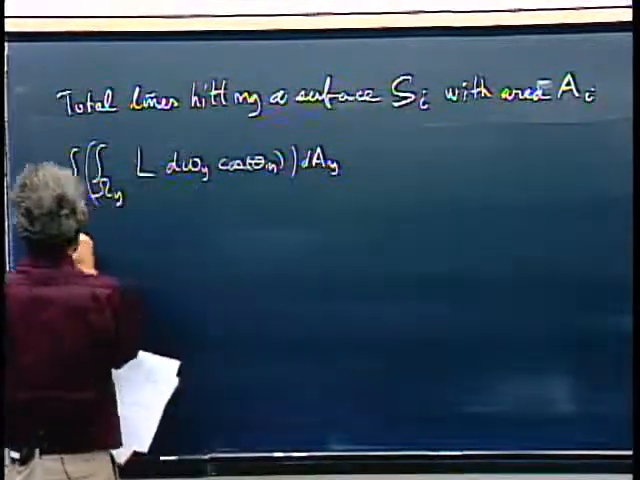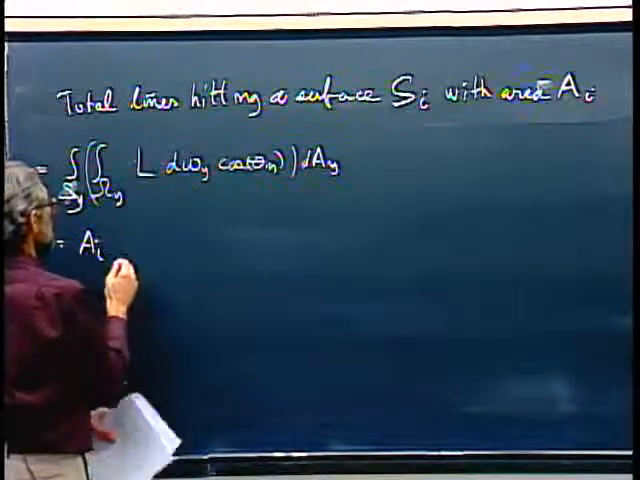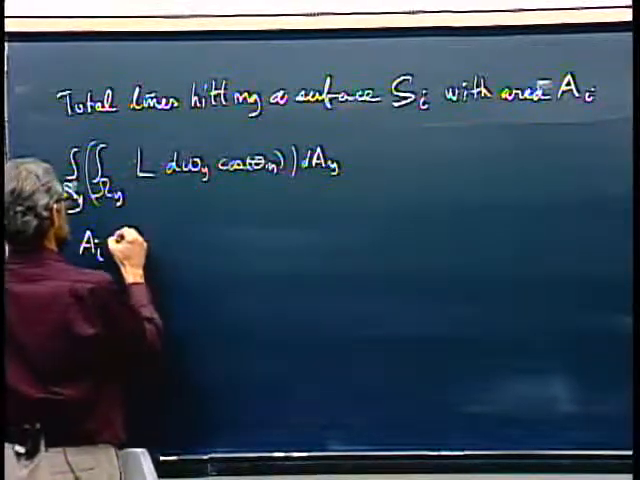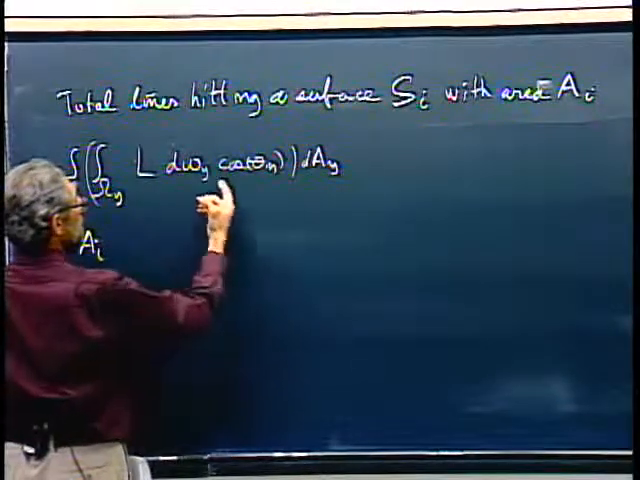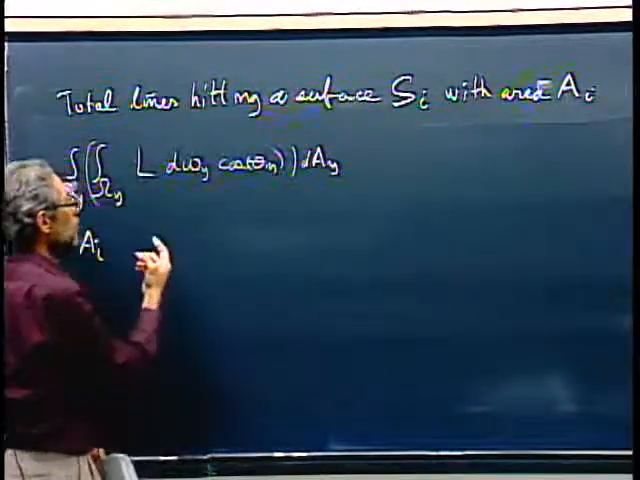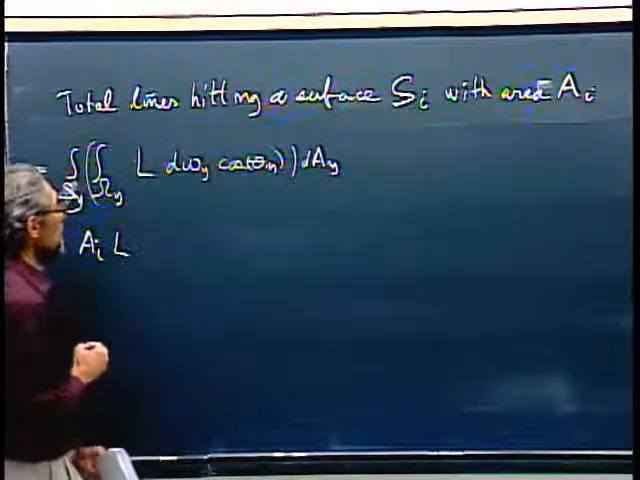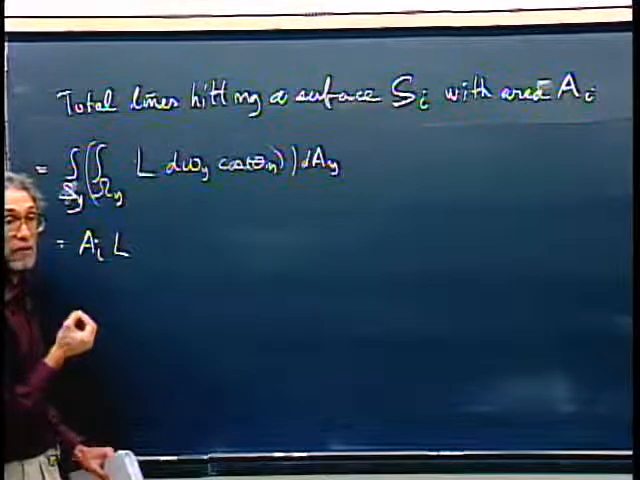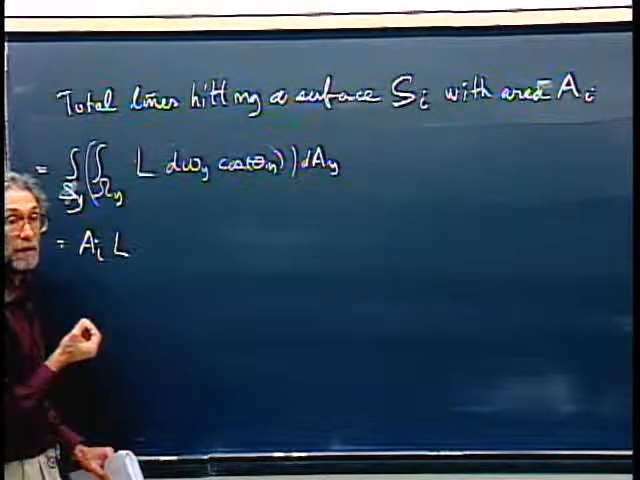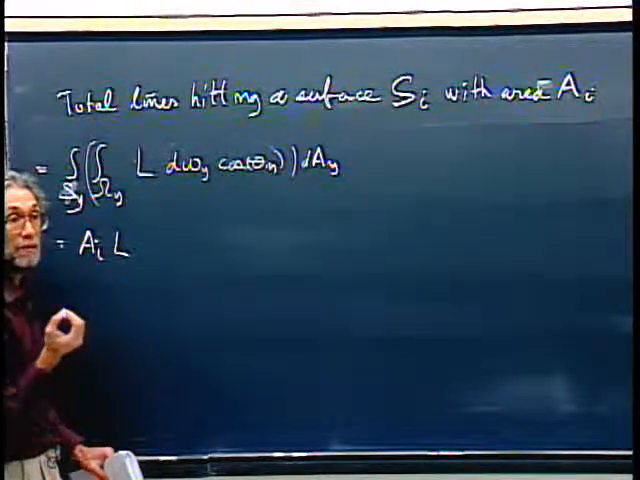So the outer integral is just going to be AI, and the inner integral is what? I'll take the constant L outside too, and what happens when you integrate cosine over a hemisphere? Say it louder. Pi.